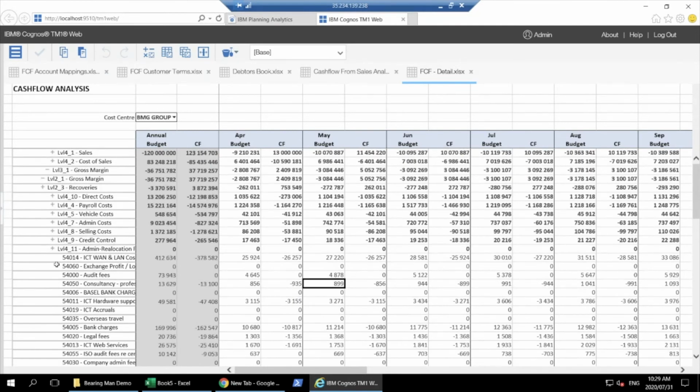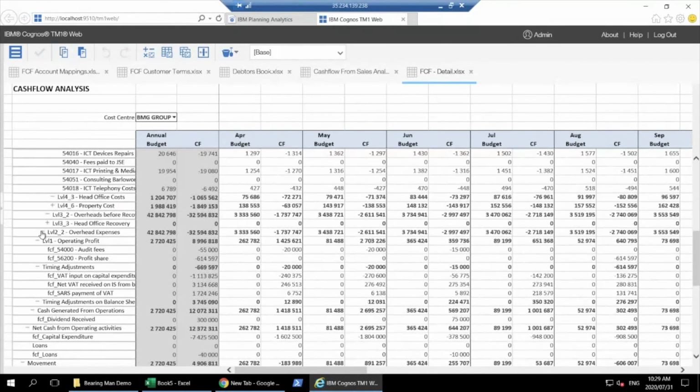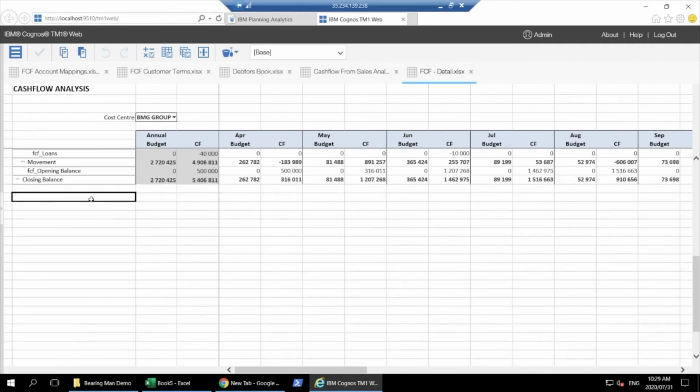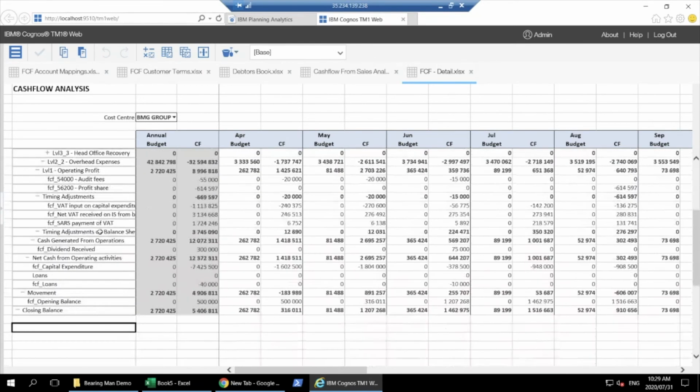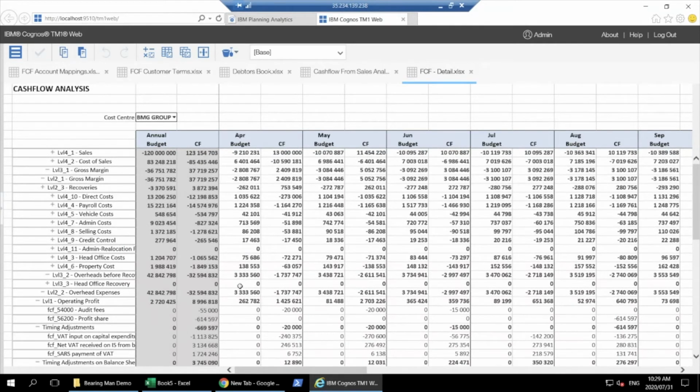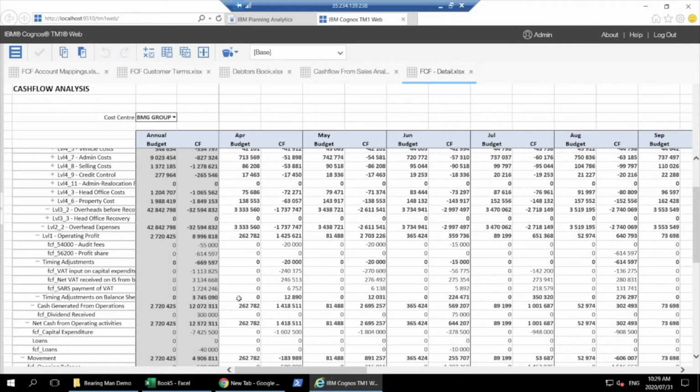Okay, and then if we go back down here, let's close down head office costs and scroll up. So this really follows the format of a management accounts income statement. So we've got operating profits, and the budgeted cash flow impact of it. We've got audit fees, which we can capture manually. We'll look at that on the dashboard fairly shortly. And then we have some timing adjustments. So in here, sorry, balance sheet timing adjustments.